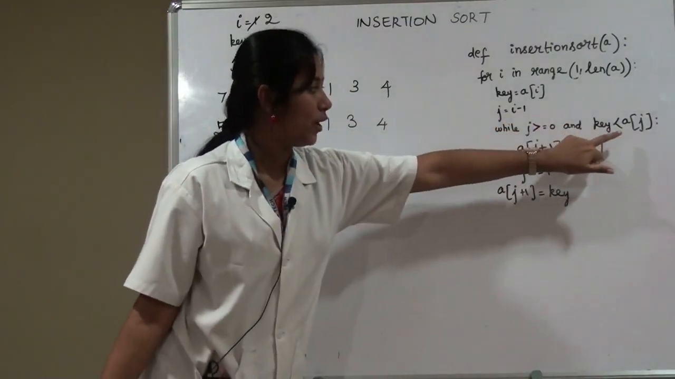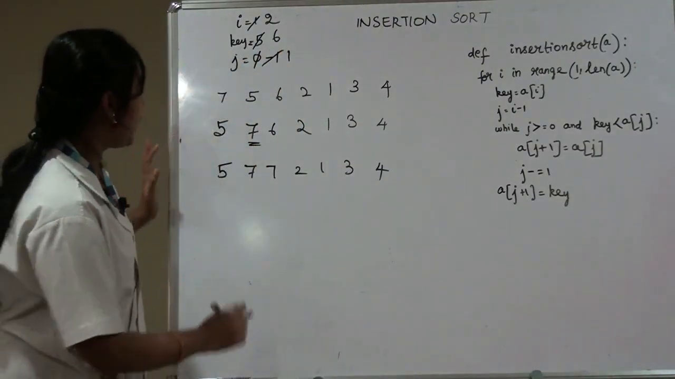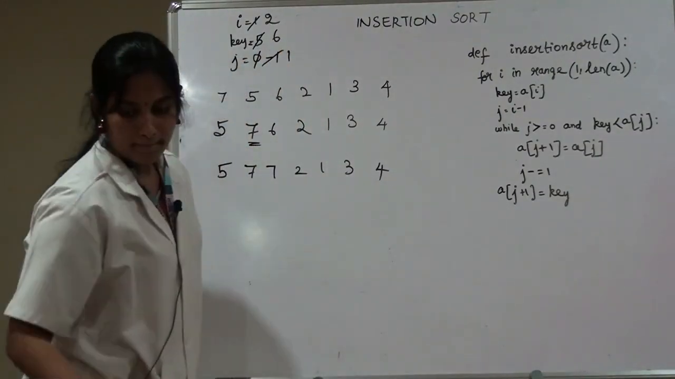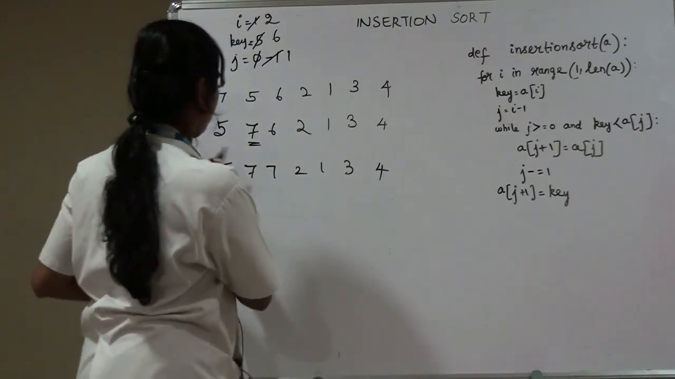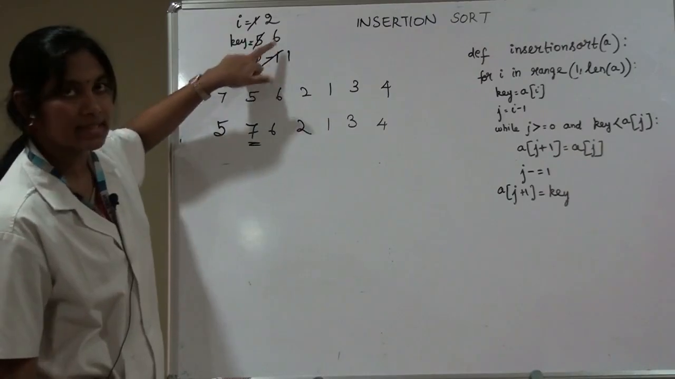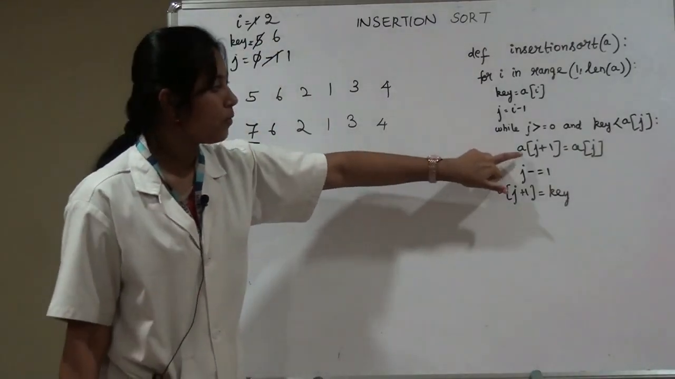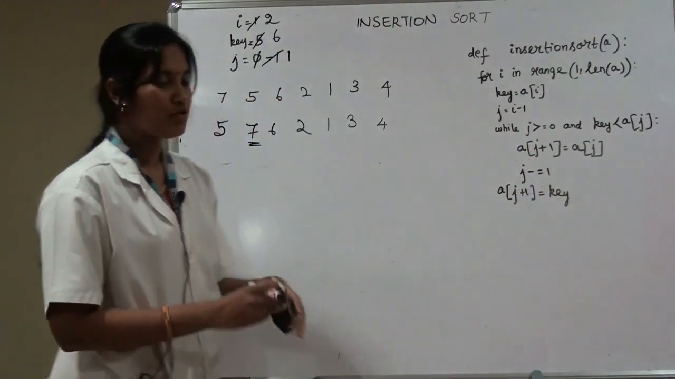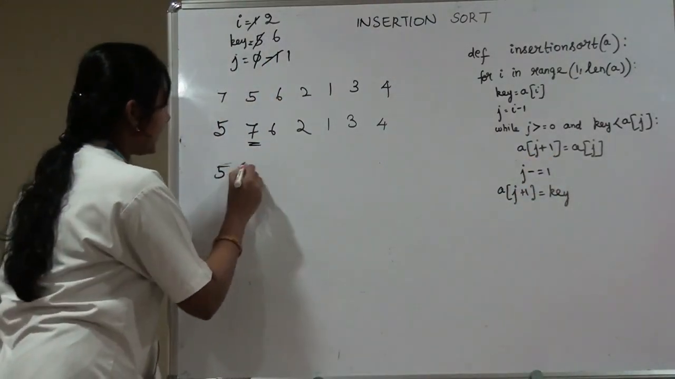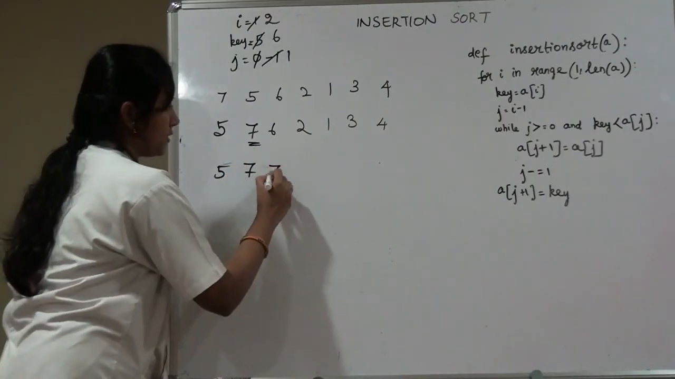Key < A[j]. So since j is 1, what is A[j]? What is A[1]? 7. So 6 is less than 7. So what happens? The condition is true. So A[j+1] = A[j]. So you are moving A[j], that is A[1], to this position.